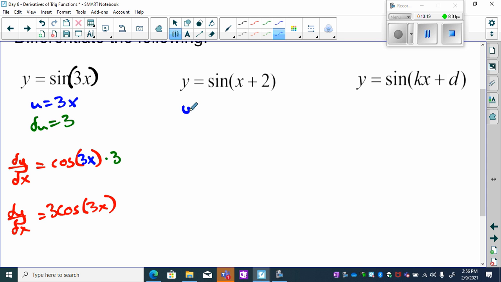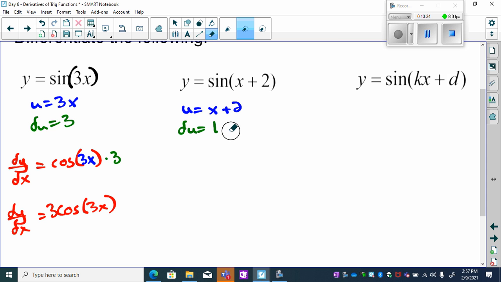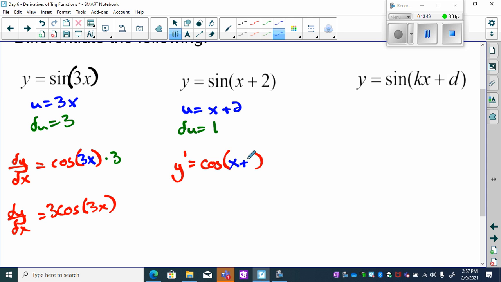Example 2. My u value is x plus 2. The derivative of u, well, the derivative of 1x would be 1. The derivative of a constant 2 with respect to x would be 0. So 1 plus 0 is just 1. Remember, Newton notation, I can write y prime equals the derivative of sine u is cosine u times du. And that is just equal to the cosine of x plus 2.